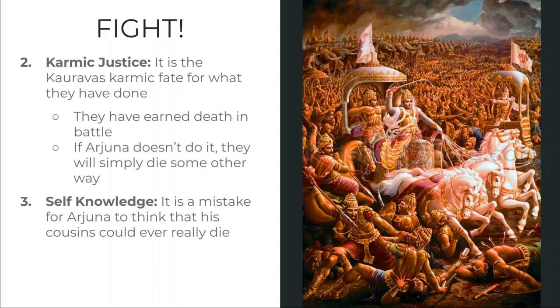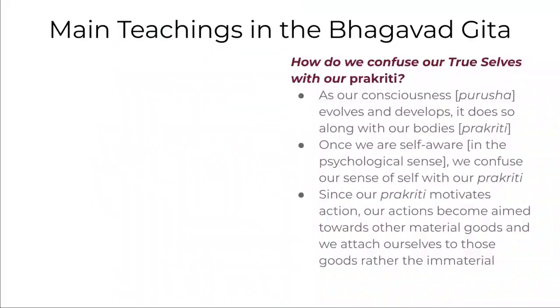Their souls will continue on, be reborn again in samsara, or anyone who is enlightened will achieve moksha, right? So their bodies may die, but their souls can never die. So this is supposed to help alleviate Arjuna's guilt over the idea that he's killing members of his own family.